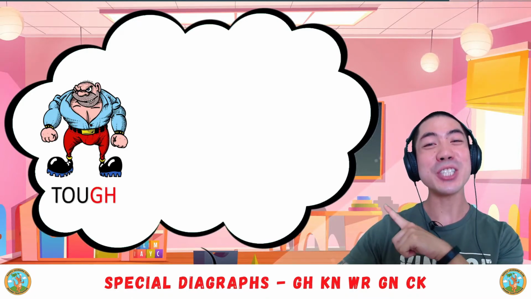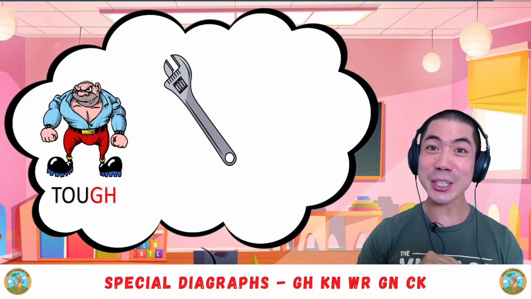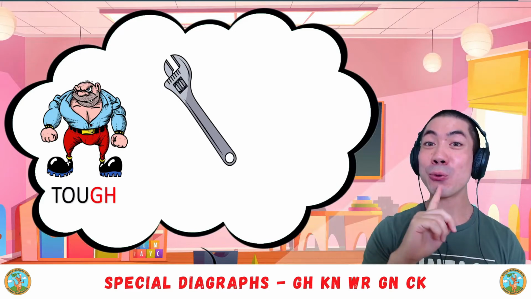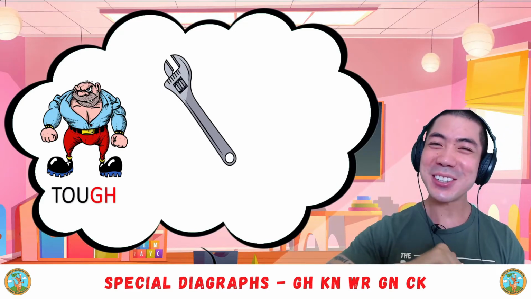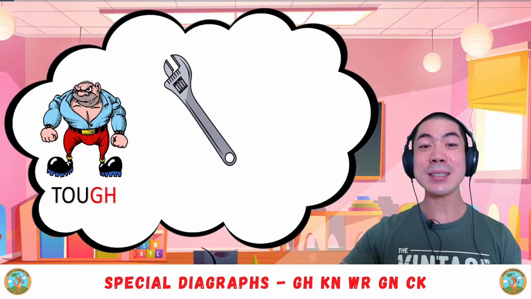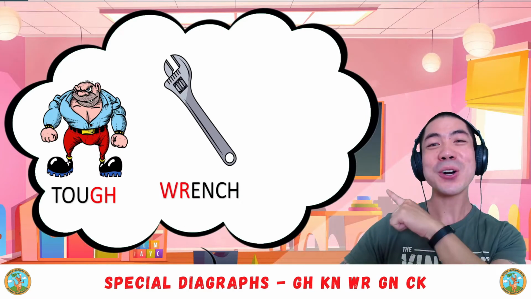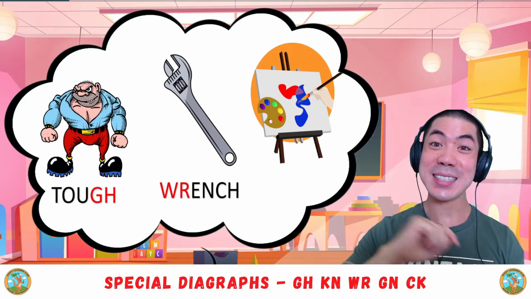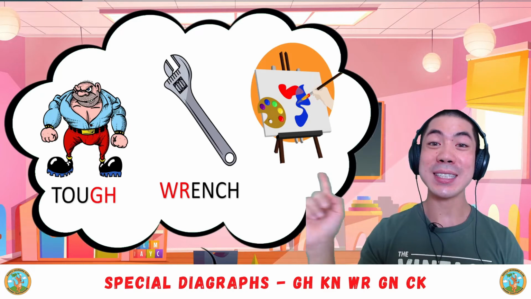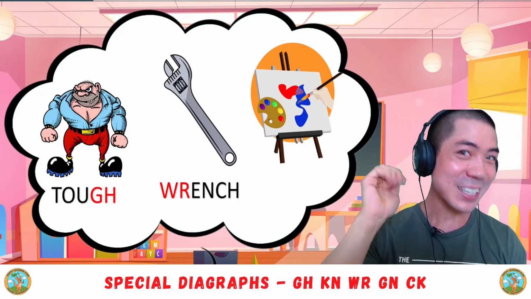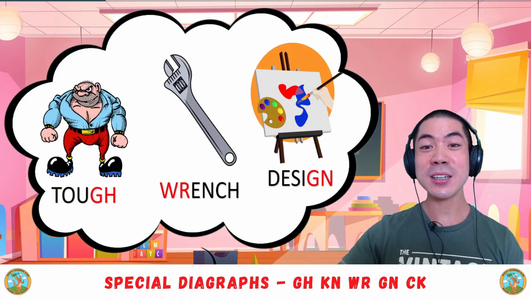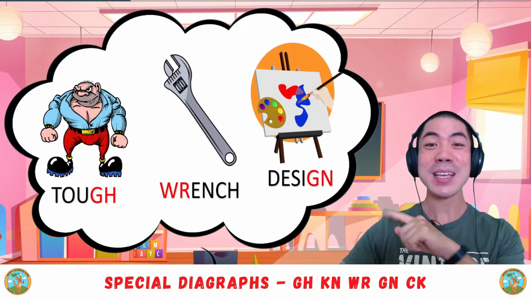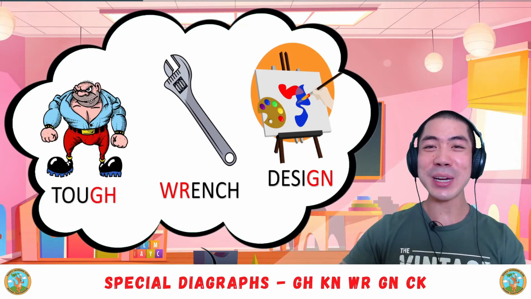G-H. What about wrench? Wrench. What tricky digraph is in wrench? Good. W-R is R. Wrench. Finally, we have design. What tricky digraph is in design? Good. G-N. Design. Nice. If you can do this, then you're ready for the reading practice.